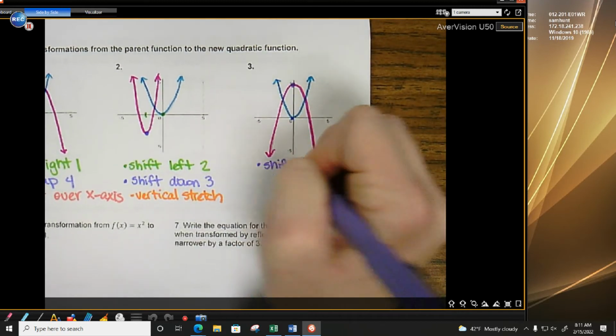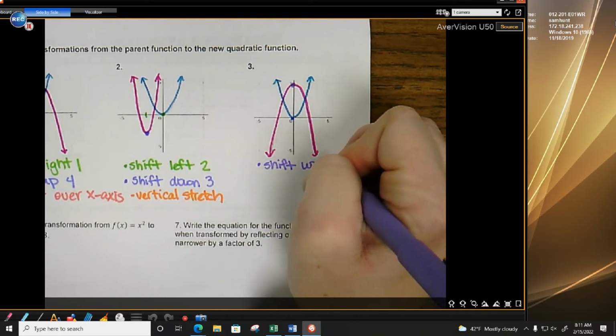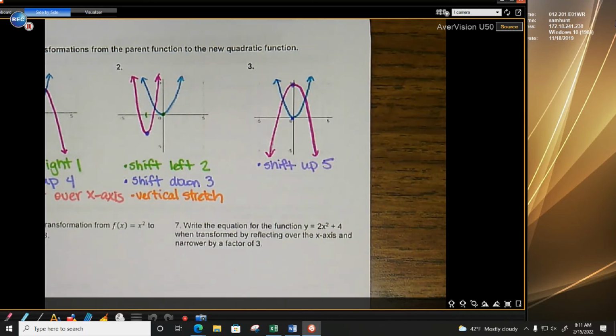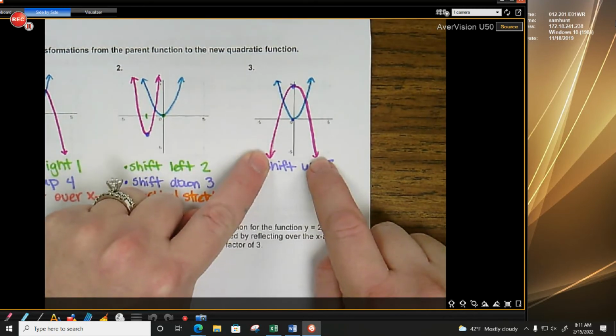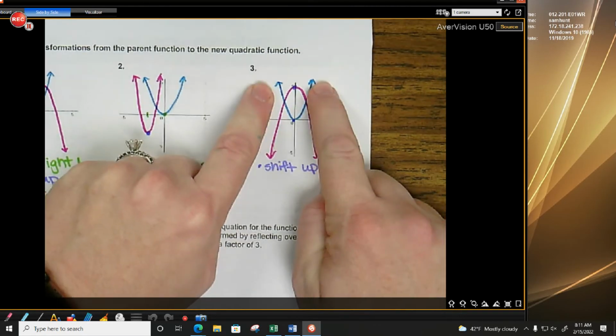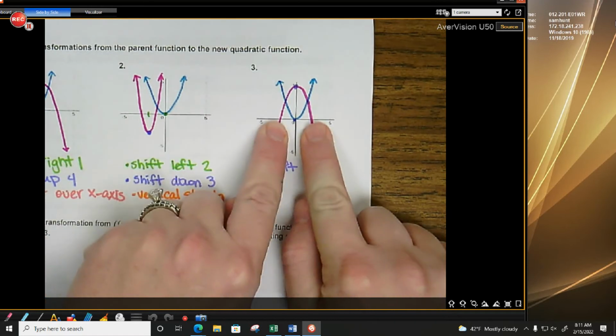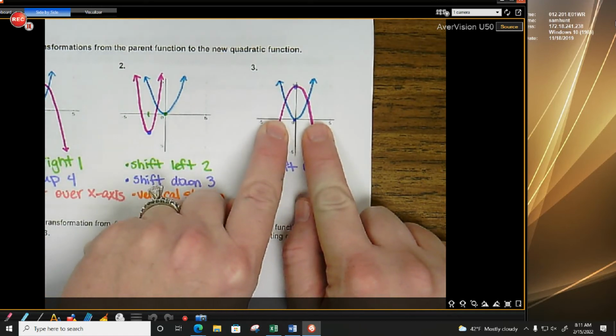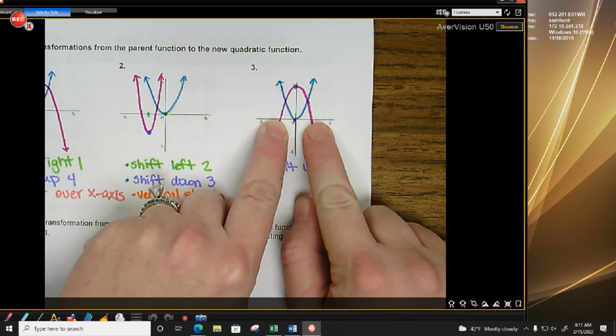Do the widths look pretty similar? You can't compare the widths at the end because there's more of the pink graph on the graph than the blue graph. But if I cut my pink graph off like that, so the same amount's being shown, do those two have the same width? Yeah, okay. Well, what's another difference? Reflect over the x-axis.